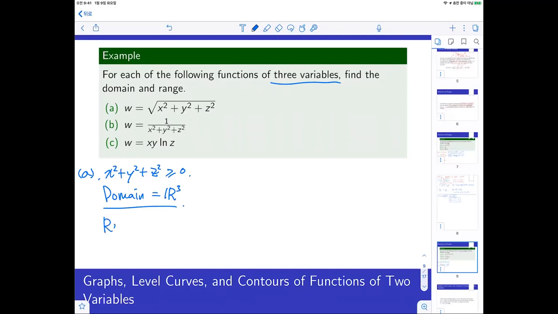Also, since x squared plus y squared plus z squared can take any non-negative real number, the range of this function is any non-negative number.